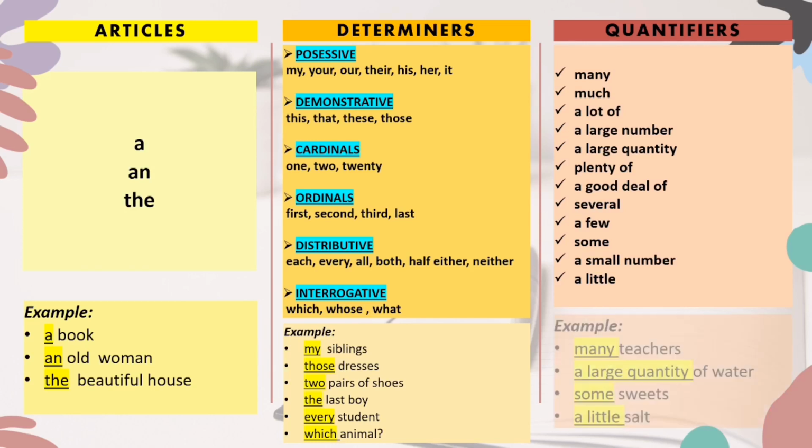Last one, you have quantifiers. Okay, there are words like many teachers, 很多老师, a large quantity of water, 是很多水. Okay, but quantity is used for uncountable nouns, 不能算的就用 quantity. So a large quantity of water, some sweets, a little salt. Okay, these are called quantifiers. Okay, so afterwards you're going to copy these notes into your grammar book 1.